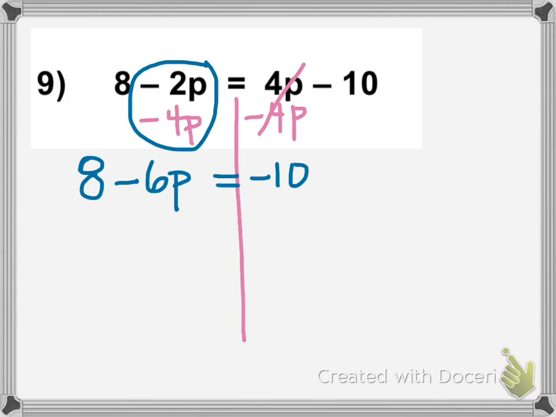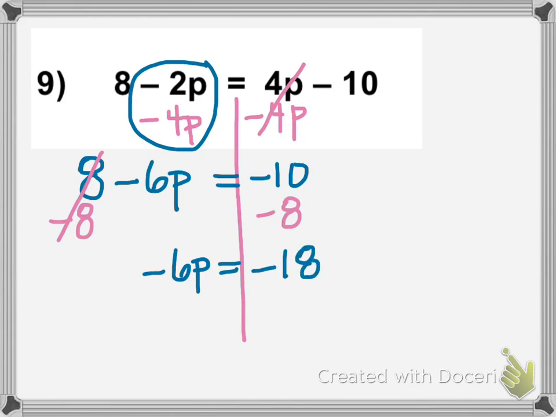All right, all our p's are on the left. So we're going to move all our constants to the right. We need to move the 8 to the right. Because it's a positive 8, I'm going to subtract 8 from both sides. When I subtract 8 from positive 8, I get 0. Let's bring down what's left. I've got a negative 6p on the left equals, on the right, negative 10 minus 8 is negative 18. When you combine two negatives, it stays negative.